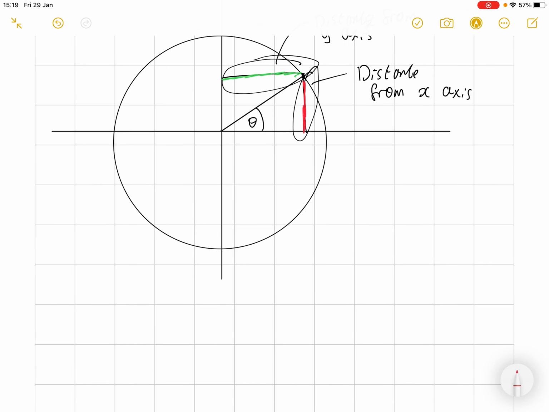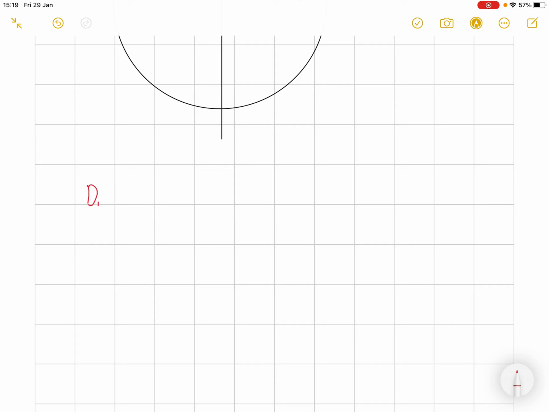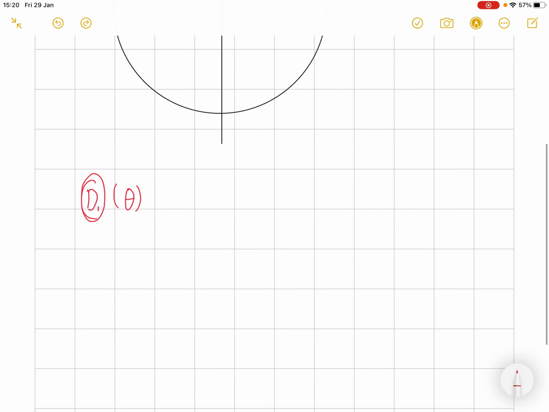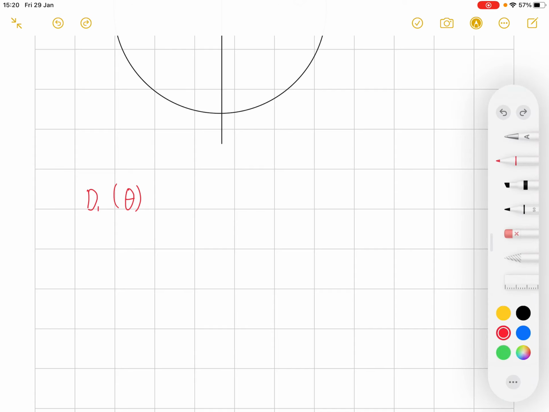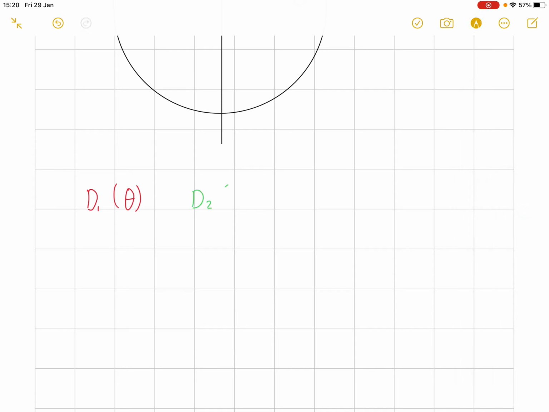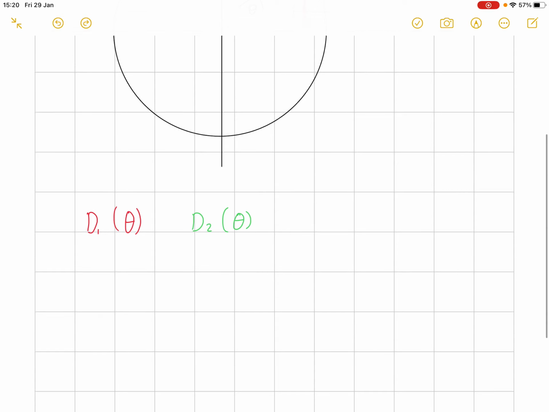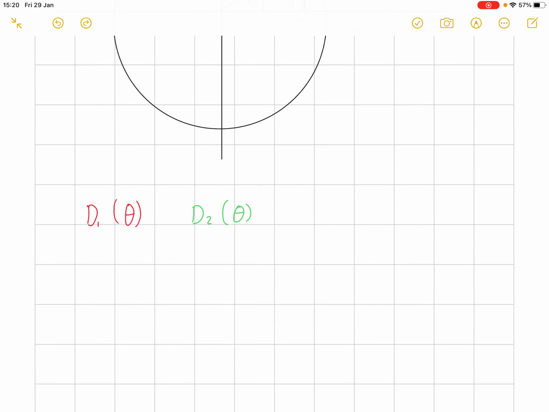We'll call this D1. This is our first distance that we drew. So we have D1, which of course depends on theta. Those who are more used to functions, you'll know that this is D1 of theta. But for the time being, it suffices to say that this distance D1, this length here, depends on theta. And similarly, this D2 of theta, this distance 2, depends on theta. Theta changes, and therefore D2 changes.